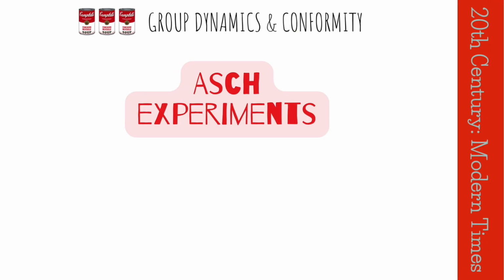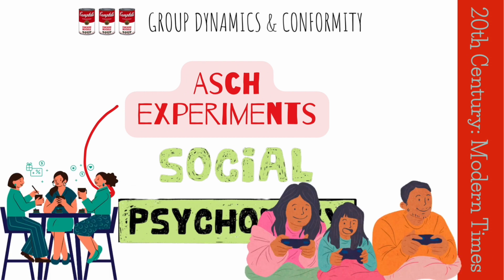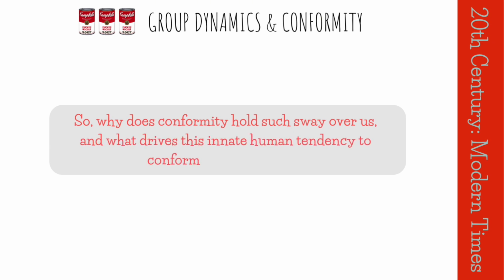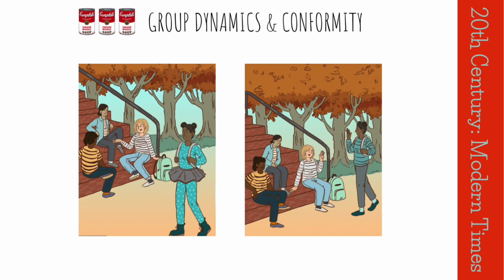The Asch conformity experiments are one of the most well-known and influential studies in social psychology. They have had a significant impact on our understanding of how people behave in groups and how social pressure can influence our thoughts and actions. So, why does conformity hold such sway over us, and what drives this innate human tendency to conform to group norms? Here, group dynamics play a crucial role in understanding the psychology of conformity.